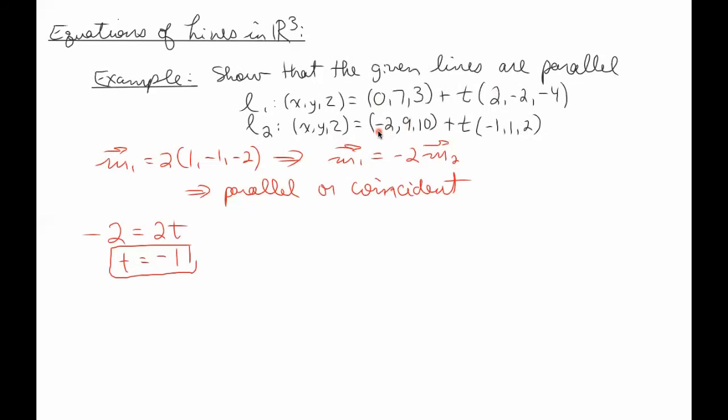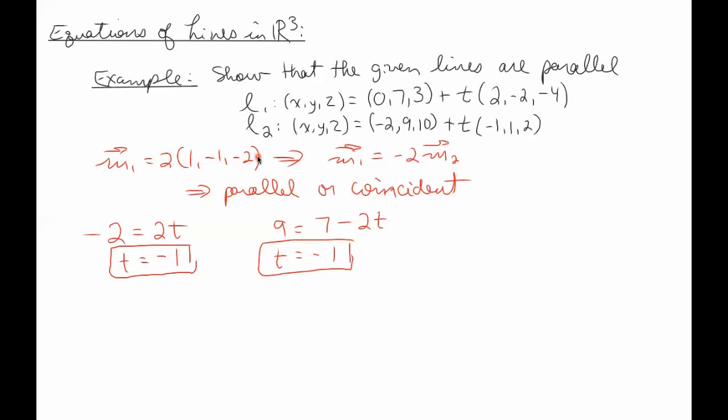Well, let's keep analyzing the rest of the components. For the y component to work, 9 has to satisfy the parametric equation of L1 for the y component, which is 7 minus 2t. And when we do this, we again find that t is equal to -1. Again, this is really good. Now we're going to hope that the third component works as well. If the third component is also -1, then yes, -2, 9, 10 is on L1, and therefore these two lines are coincident. If not, they are only parallel.